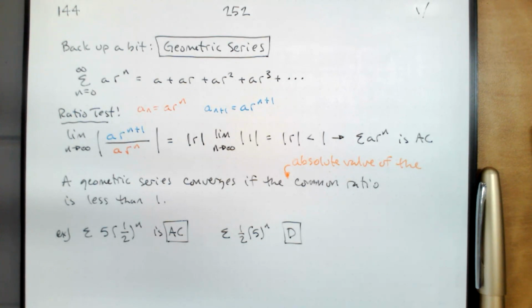So a series like 5 times 1/2 to the n is absolutely convergent. A series 1/2 times 5 to the n diverges. The common ratio is the thing that's being raised to the n power. If the thing being raised to the n power is strictly less than 1 in absolute value, then the series is absolutely convergent. Not only does it have a sum, it has one sum. Like a conditionally convergent series, that'll have a different sum if we start rearranging the terms.